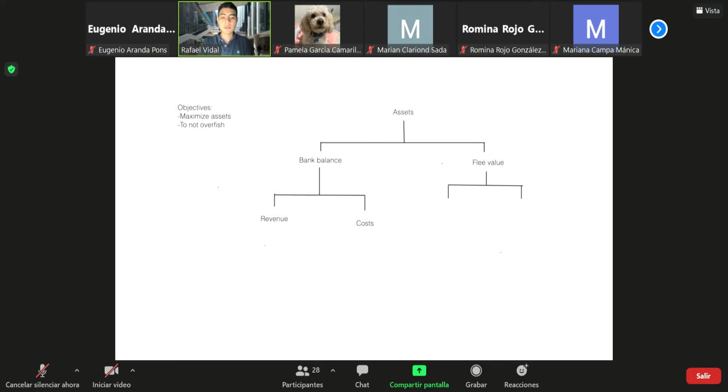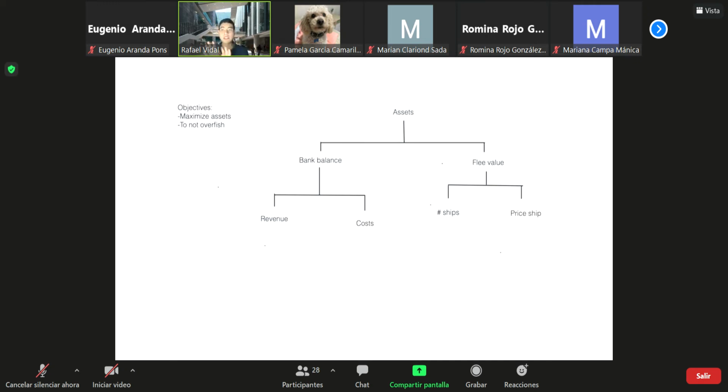Number of ships I have. I'm going to write number of ships. And what else? The current price of the ships, right? That's in the ship market. So if I multiply the number of my ships times the value of that ship, I get the fleet value. Okay.